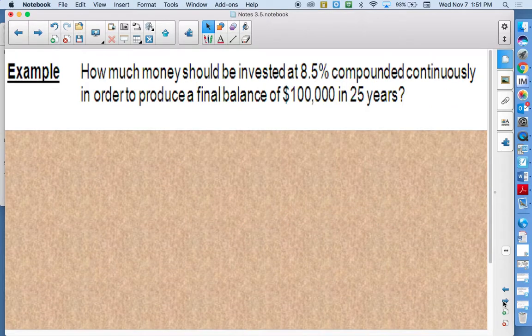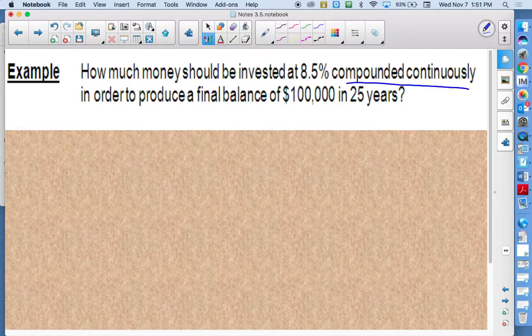So the next question is similar, worded just slightly differently. How much money should be invested at 8.5% compounded continuously? So there's our important word, the way it's compounded, in order to produce a final balance of $100,000 after 25 years. So this would be like the day you're born. Somebody calculates this and says, in 25 years, for your 25th birthday, we want to give you $100,000. How much should I invest now so that when you're 25, I can give you $100,000? That's the kind of question this is talking about.